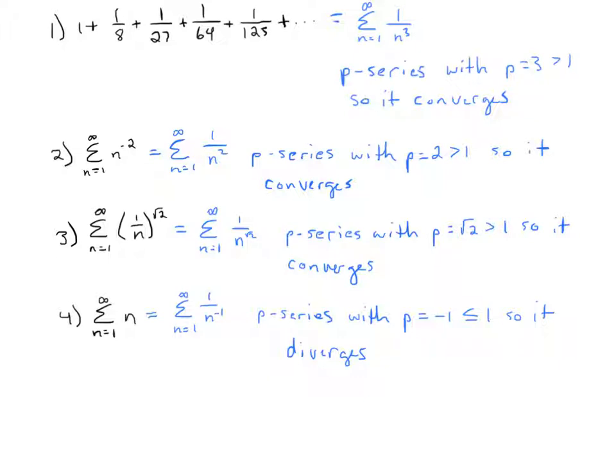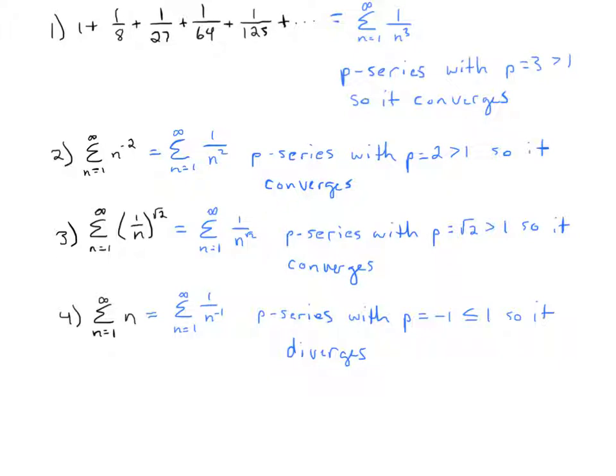And that's it. The next one, we have n to the negative 2, which at first glance doesn't look like a p-series, but we can rewrite it as 1 over n squared. And now it's definitely a p-series. So my p-series has p equal to 2, because that's the power. 2 is greater than 1, so that means it converges.